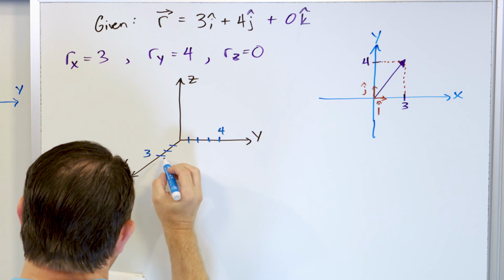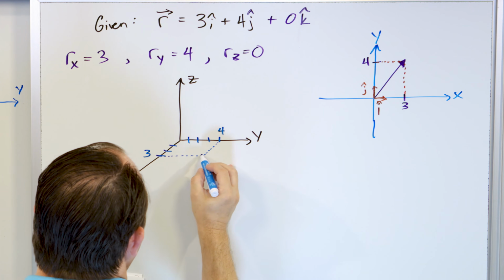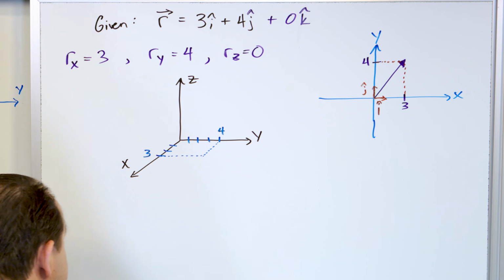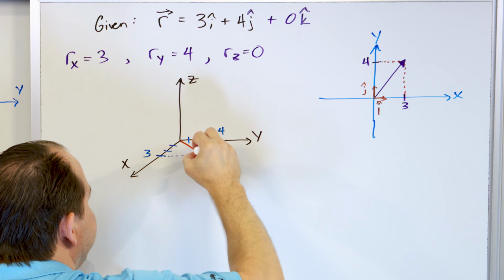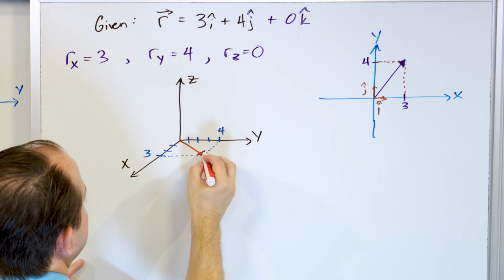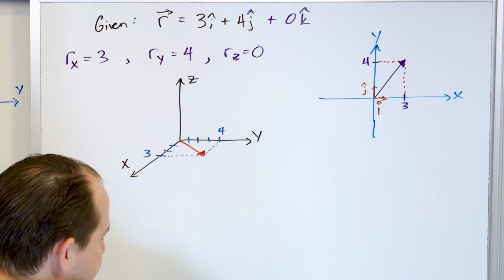So how do you actually do this? What you do is you draw some dotted lines. You have to maintain the perspective. So you come down like something like this. And then from the origin, right there, you draw your vector. That's the vector that this represents. And this is supposed to represent a vector that lies in the XY plane with no Z component.